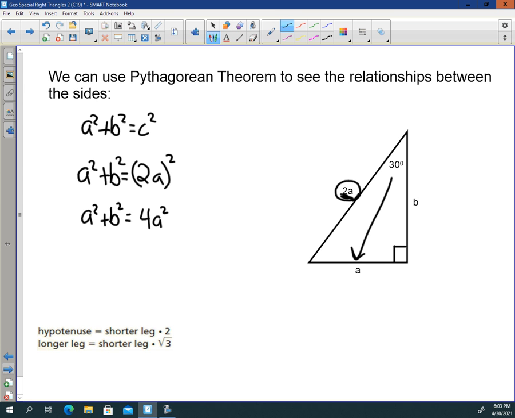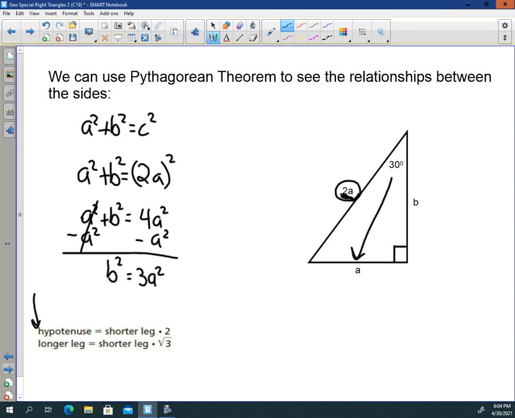We good so far? I'm just manipulating using the Pythagorean theorem a little bit, and you'll see these relationships come out of it. So then I've got an a squared here and an a squared here, and so I'm going to subtract an a squared from both sides. That's going to get rid of it on this side, and I have b squared equals 3 a squareds. Good so far?